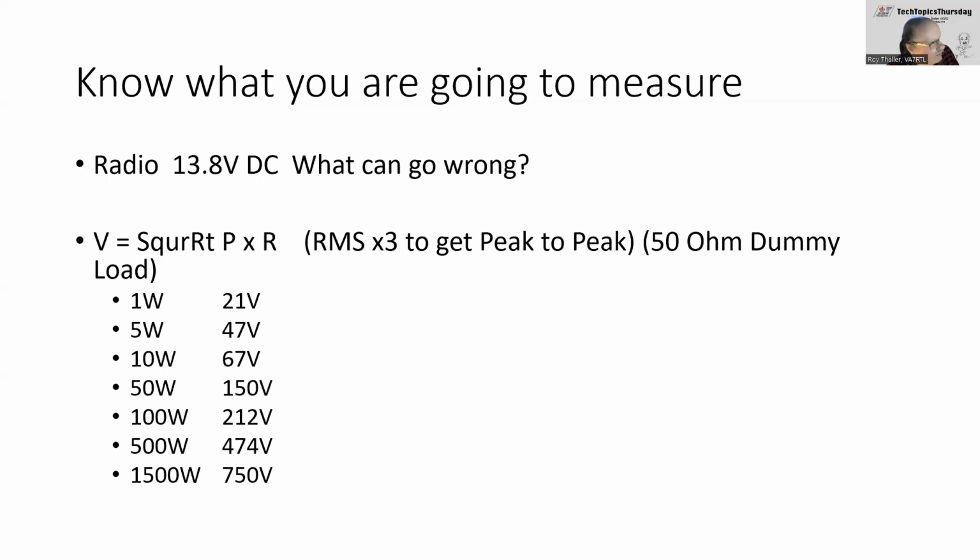So one of the things you need to know is what you're going to measure. So if you have a radio that's running on 13.8 volts, can something go wrong? One of the things you have to remember, if you're looking at the RF output of the radio and putting it into a 50 ohm dummy load, then 1 watt will produce about 21 volts peak to peak. And then if you go up to 10 watts, you get 67 volts, and 100 watts is like 212 volts. And then if you're getting up into the 1500 watts, you're producing about 750 volts peak to peak. So voltage is a concern, and oscilloscopes are usually rated around 200 or 300 volts, maybe some up to maybe 600 volts. So you're going to have to look at the rating of the oscilloscope and the rating of the probes, and you might have to get a special probe if you're starting to look at some of these higher voltages.